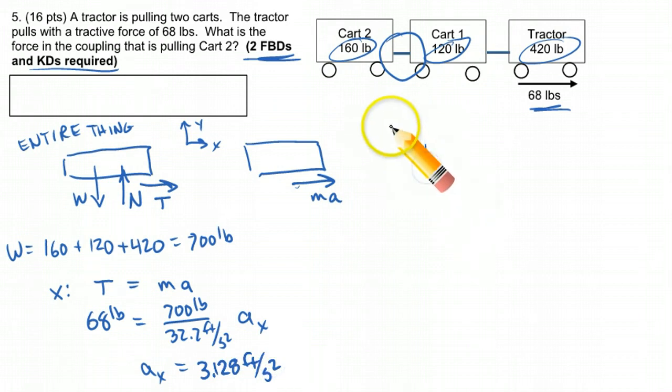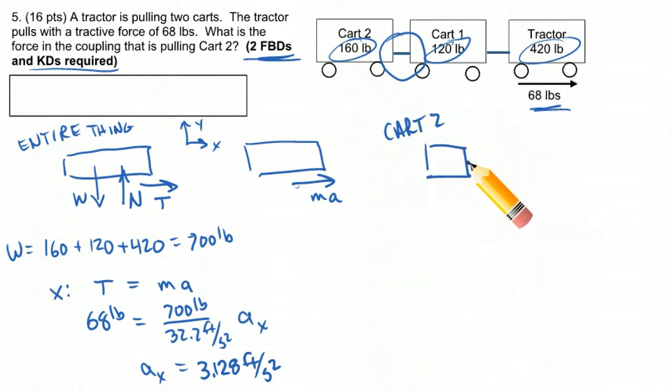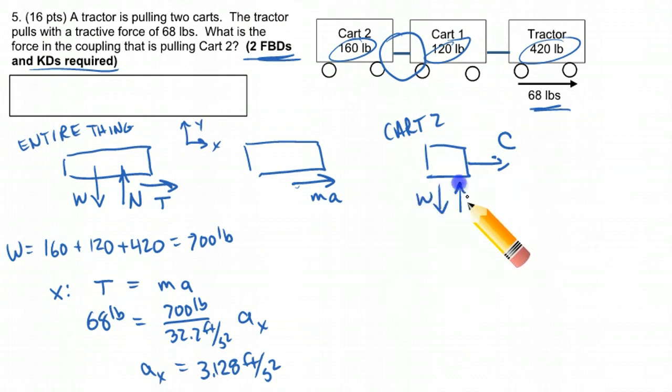Now we'll just draw cart 2 here. It's going to have a coupling force, or let's call it C. There's the coupling force we're solving for. It's going to have a weight, it's going to have a different normal force, and it's going to have the same acceleration.